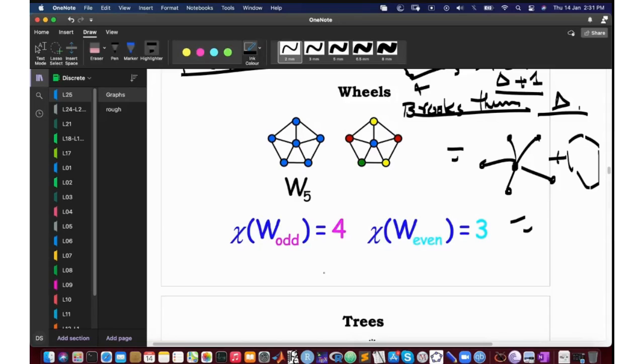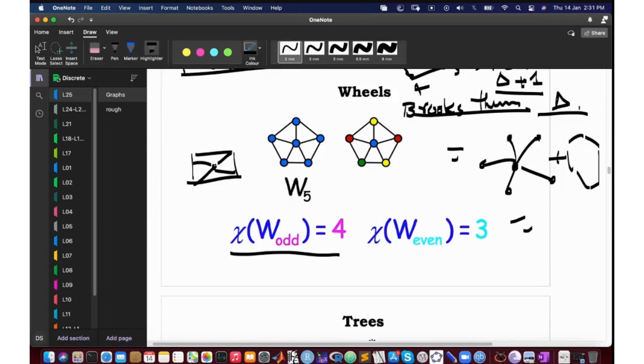So the statement says that if your wheel is on odd vertices, and its length is odd, what is the odd one here? I think it's the outer cycle. Yes, odd is the length of the outer cycle. Let me just make sure, so that there are no mistakes.